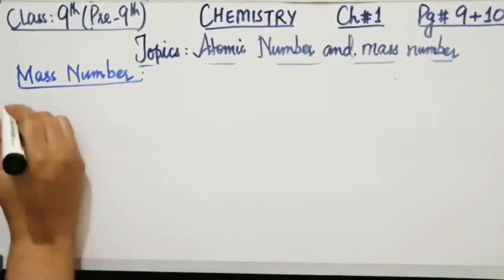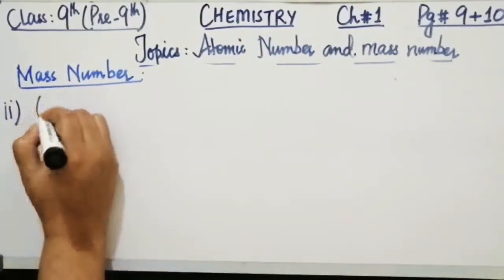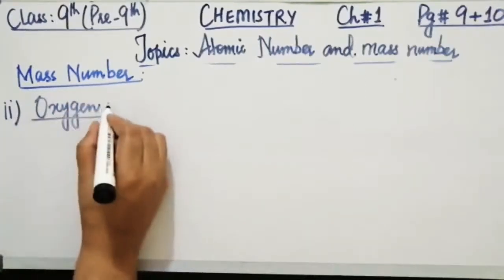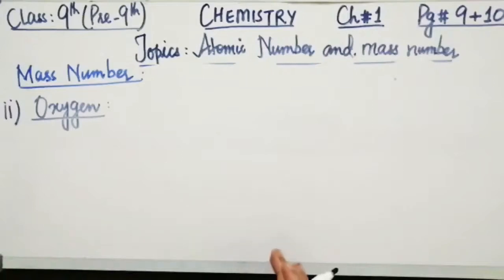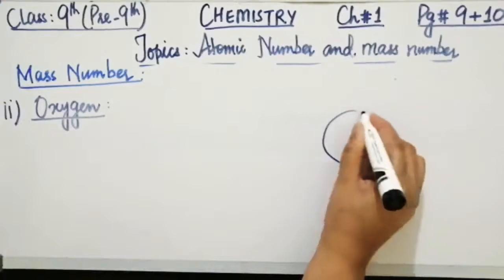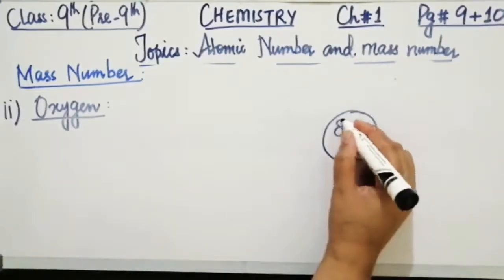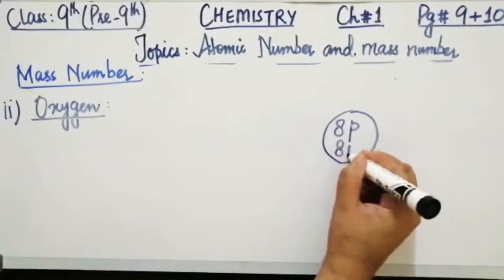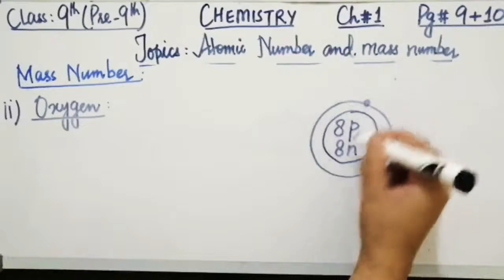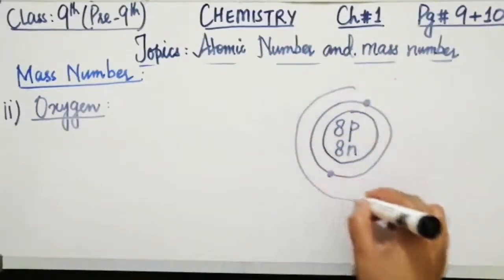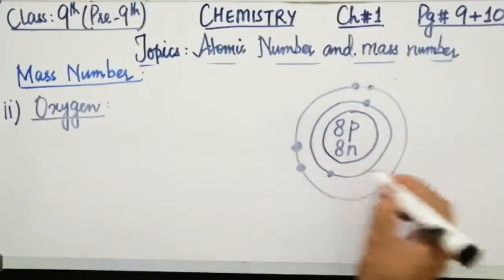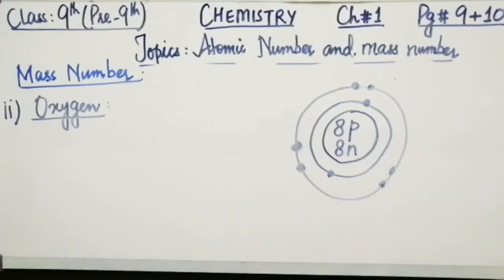Another example of mass number is given here, oxygen. You can take any other example of your choice as well. Now oxygen, atomic structure first. This is the nucleus having 8 protons and 8 neutrons in the nucleus, while the first shell contains 2 electrons, while the second shell contains 6 electrons. The total number of electrons present in different shells is 8.